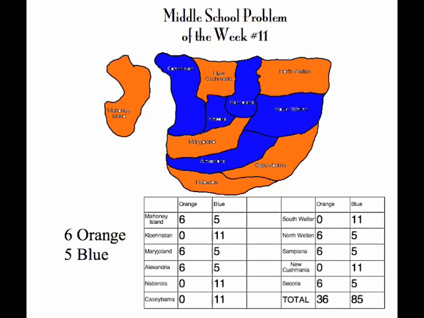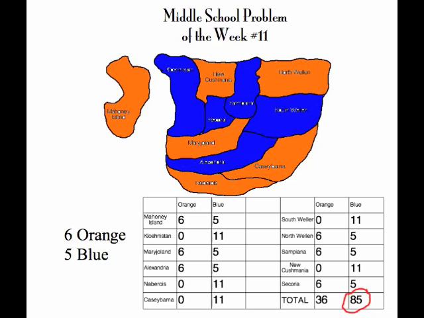So orange wins 6-5, even though if you look at the totals, orange carried its 6 states by just 6 votes to 5, while the blue candidate carried 5 states, 11 votes to 0. So the blue candidate got 85 votes, while the orange candidate got 36. But the orange candidate won 6 states and would have been elected president. So the answer to problem 1 is 85.